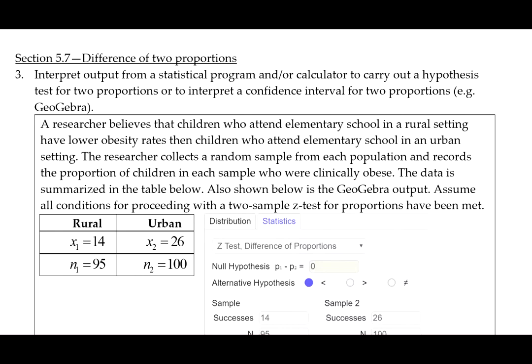The third learning objective in Section 5.7 is to interpret output from a statistical program and/or calculator to carry out a hypothesis test for two proportions or to interpret a confidence interval for two proportions, for example using GeoGebra.